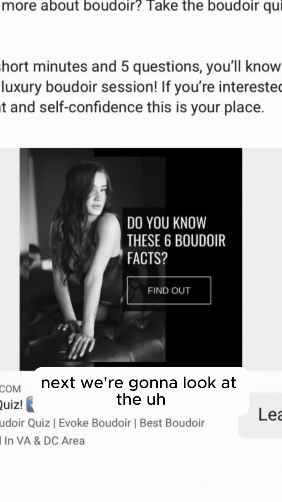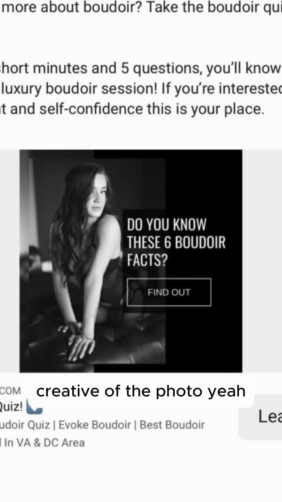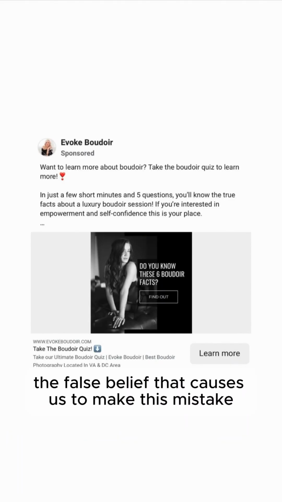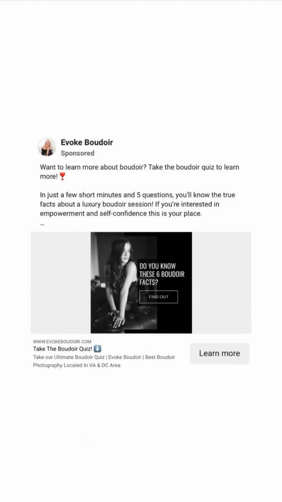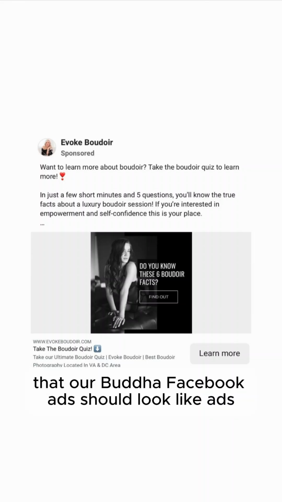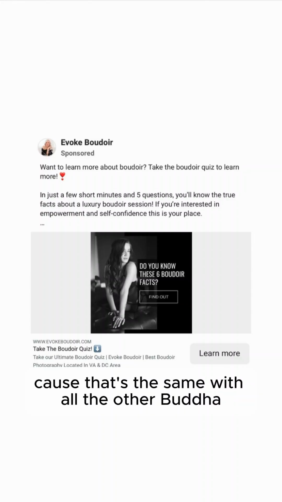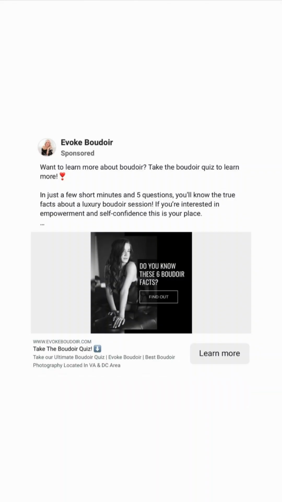Next, we're going to look at the creative, the photo. Yeah, this is the "looks like an ad" mistake. So the false belief that causes us to make this mistake is that we actually believe that our Boudoir Facebook ads should look like ads, because that's the same with all the other Boudoir Facebook ads we've seen.